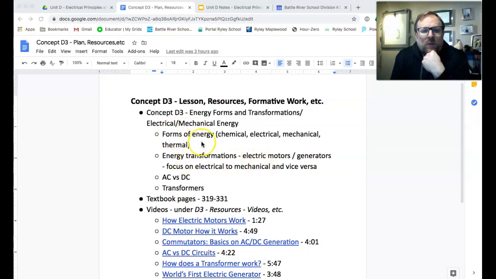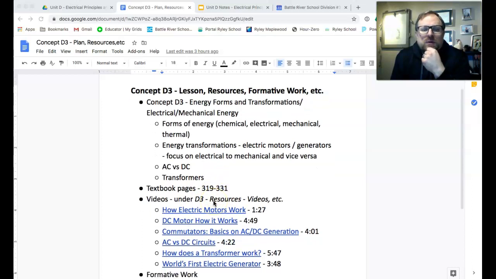So we're going to talk about things like forms of energy and transformation of energy. In particular, we're going to look at motors and generators and how they work. We'll talk about AC versus DC current, so the movement of electrons and how it's different in those. And there is more than meets the eye to this concept, and we'll talk a little bit about transformers as well.